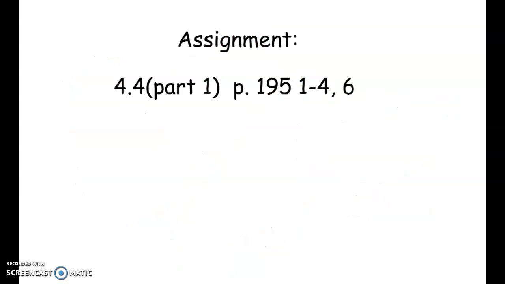Okay, so for your assignment, we're just going to do part of the assignment today. We have a little bit more to talk about tomorrow. So 4.4 part 1, page 195, numbers 1 through 4. Go ahead and get started with that, and we'll go from there.